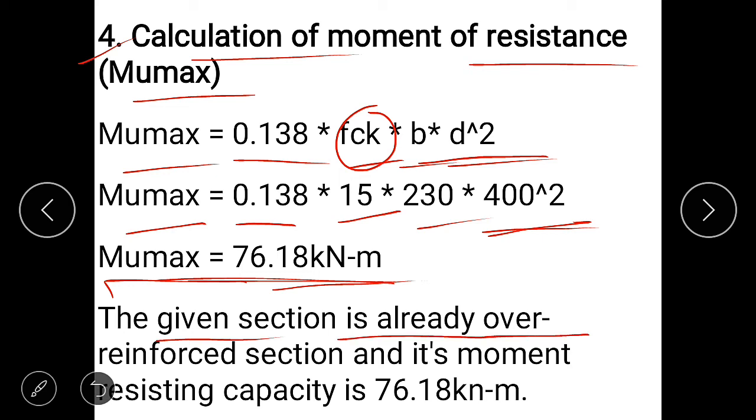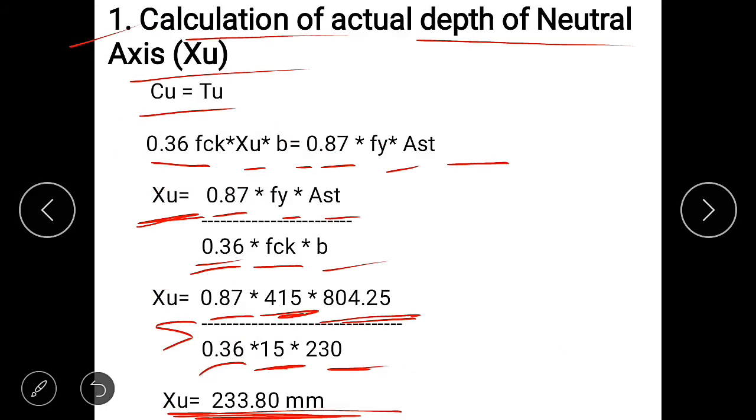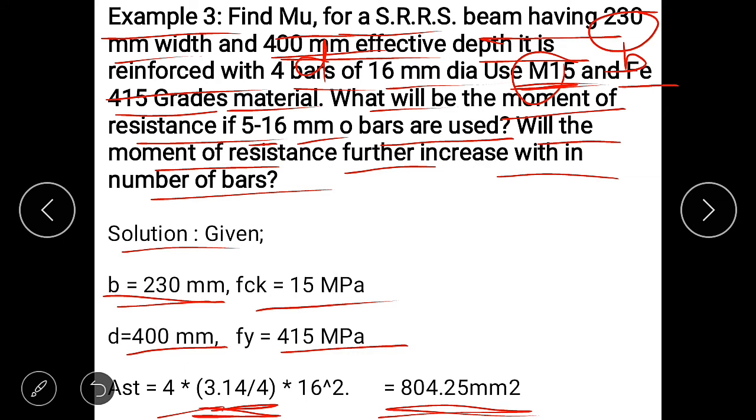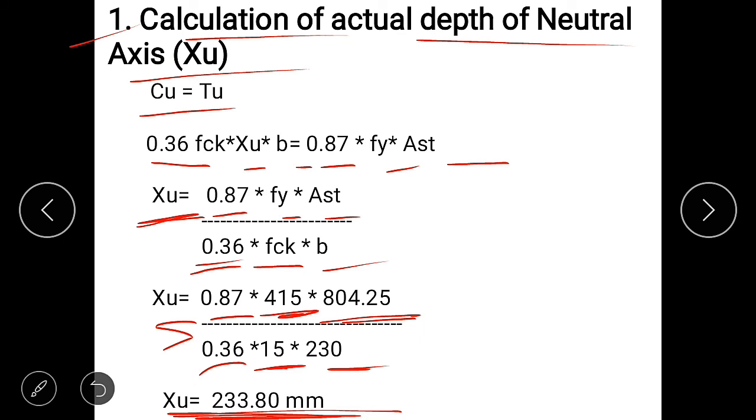The given section is an over reinforced section, and its moment resisting capacity is 76.18 kilonewton meter. Here we consider an under reinforced section. In the numerical, if it is asked what the moment of resistance will be if 4 bars of 16 mm are used and that is not correct, then you can also increase the bar size and area to get an under reinforced section. Our section is a balanced section, so it fails.